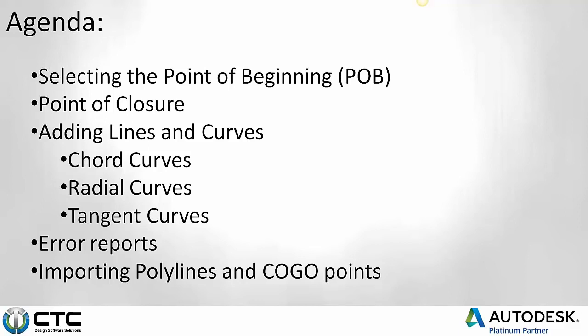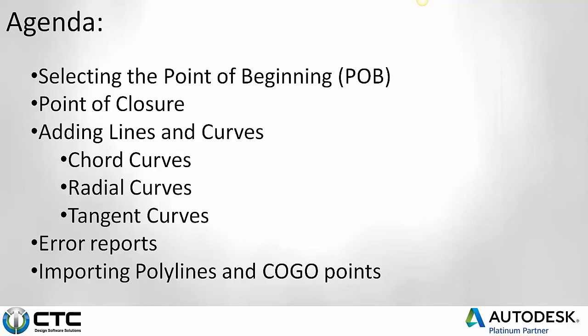From there, we'll look at creating an error report, so we'll be able to check the closure on our closed polygon. And then we'll look at importing polylines and Koga points. So I may be comping out a boundary, but it doesn't do me any good unless I can actually get points that I can actually then give out to the surveyors to say, hey, go look for these property irons.